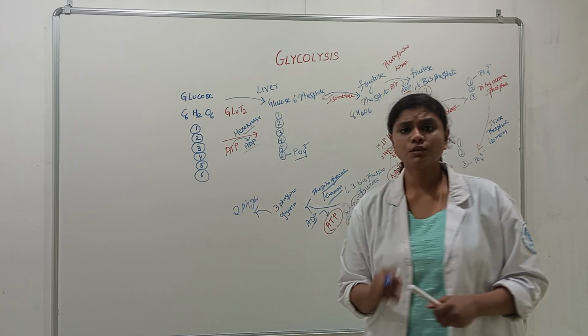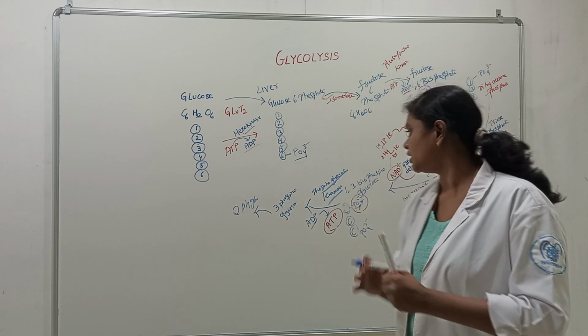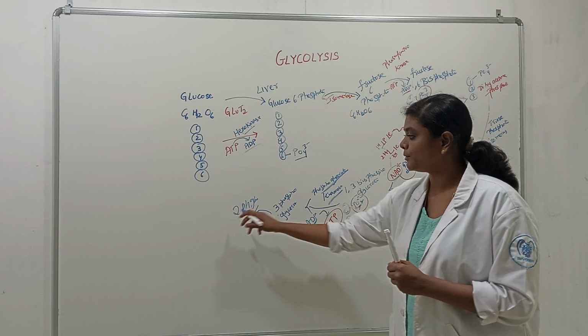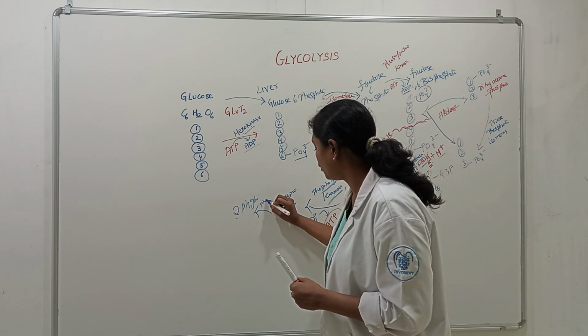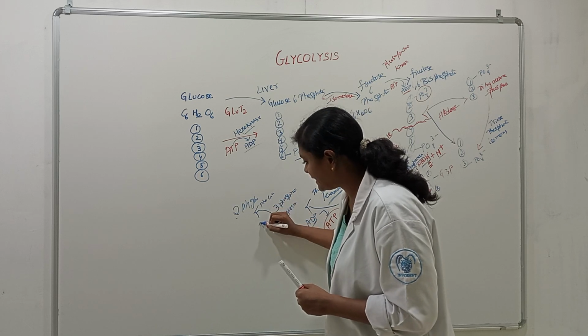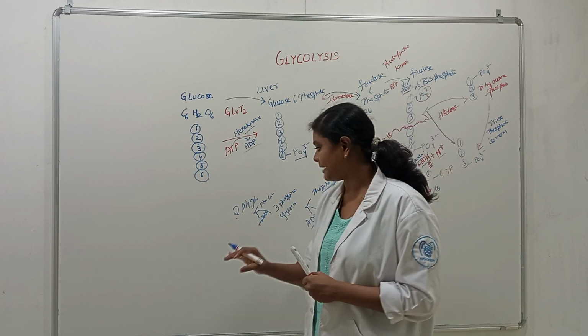Now this 3-phosphoglycerate is getting converted into 2-phosphoglycerate. There is only a change in the phosphate group from the third position to the second position. That's it. That's why phosphoglycerate mutase is the enzyme. Mutase. Phosphoglycerate mutase is the enzyme.